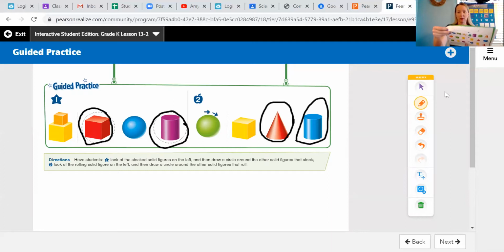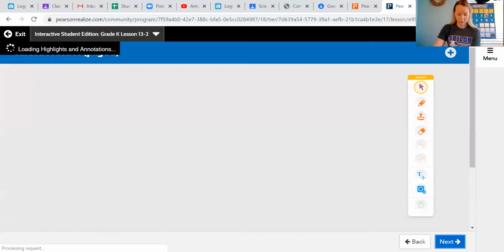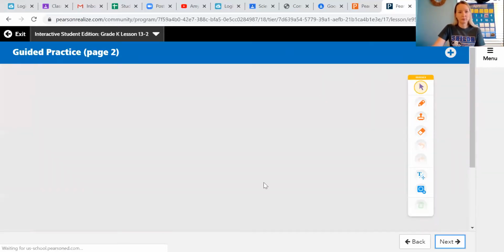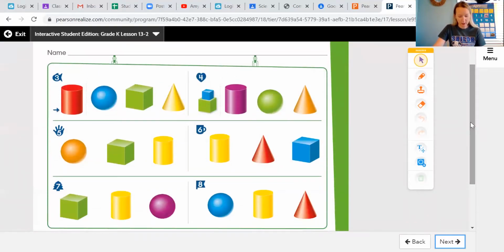Good job, friends. Now take your paper, flip it like a pancake, and you will be on this page. All right, number 3 says, look at the sliding solid figure on the left and draw a circle around the other solid figures that can also slide. And remember, in order for it to slide, it has to have a flat edge. So we're going to circle all the ones that have a flat edge because those are the ones that can slide. Does a sphere have a flat edge?